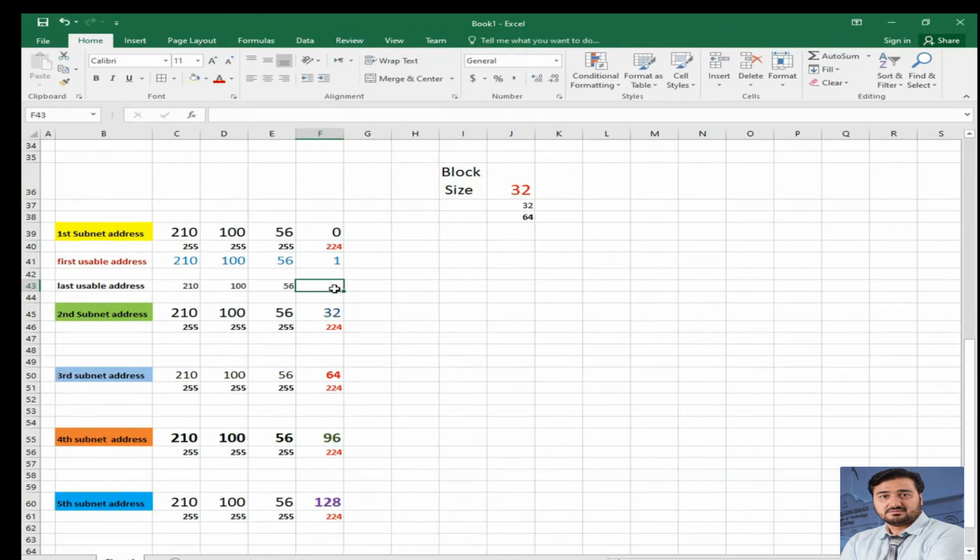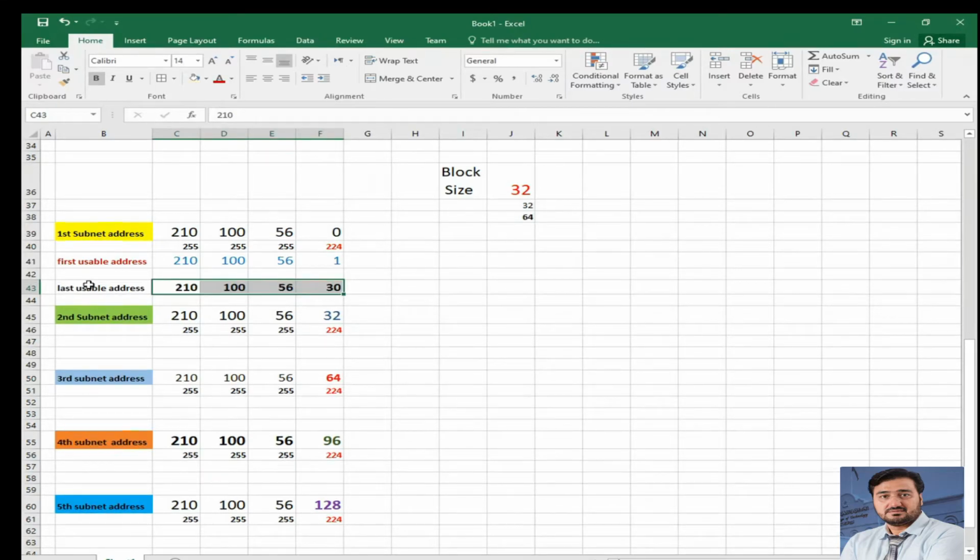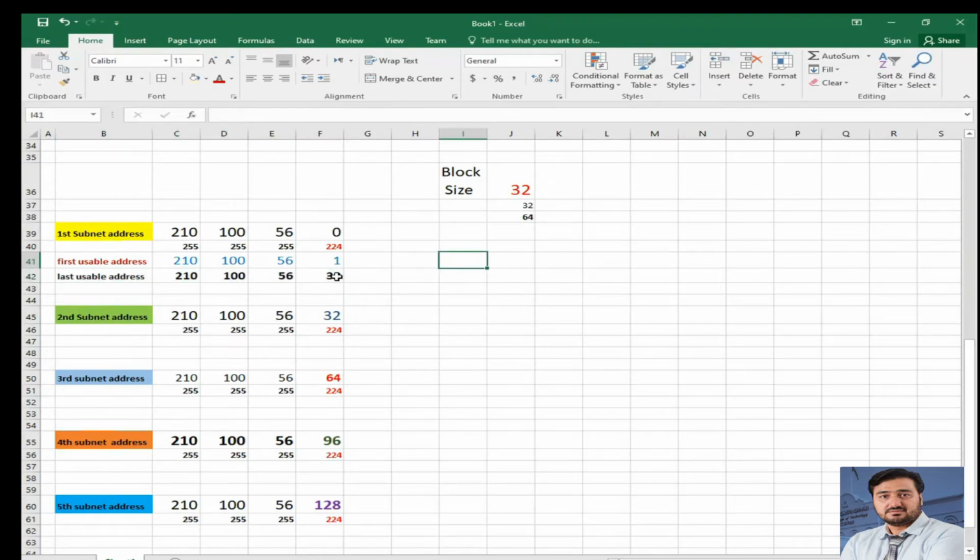Subtract minus 2, so it becomes 30. So the last usable address will be minus 2. Okay, I will make it 14. So this is our last usable address. From the second subnet, subtract minus 2, and it becomes the last usable address. So our last usable address is 30 because we need to subtract 2 here.